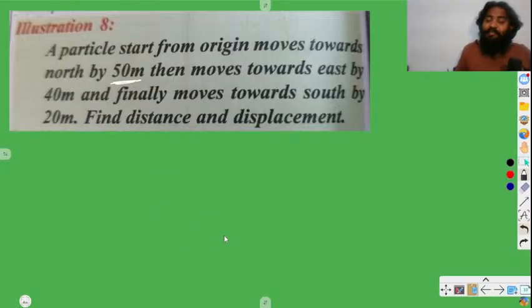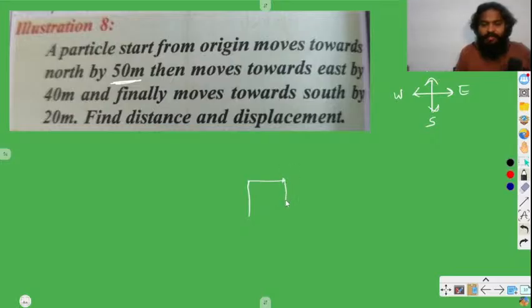And then it moves towards east. Let me take east, west, north, south. Now the particle is moving towards north by 50 meters, and then moves towards east 40 meters, and finally moves towards south by 20 meters. Now find the distance and displacement.